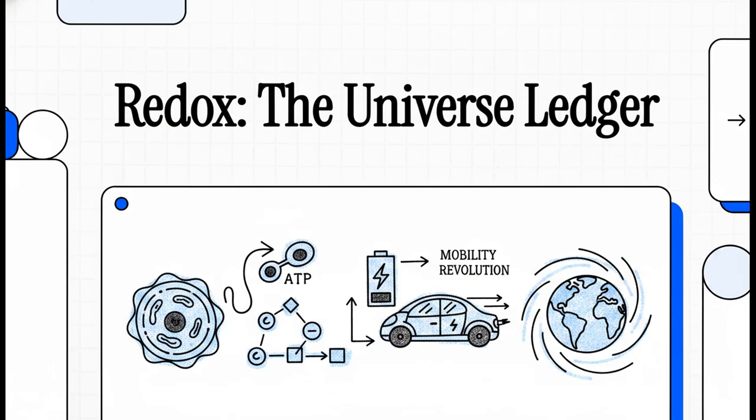Welcome to This Explainer. Today, we're diving straight into the invisible engine that drives absolutely everything in our world. And I mean everything. From the deep biology happening inside your own cells right now, to the cutting-edge tech powering the electric vehicle revolution, there's this one fundamental mechanism at play. It's essentially a universe-wide accounting system. And once you understand how it works, you literally unlock the secrets to how energy is transformed everywhere around us.